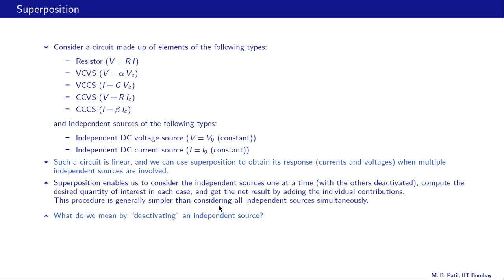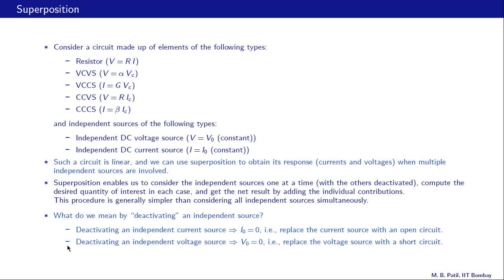Alright, now let us address this issue of deactivating an independent source. What do we mean by deactivating an independent current source? Let us look at the equation for a current source, I equal to I0. To deactivate this current source, all we need to do is to make I0 equal to 0. And what does that mean? That means no current is passing through that element. That is, replace the current source with an open circuit.